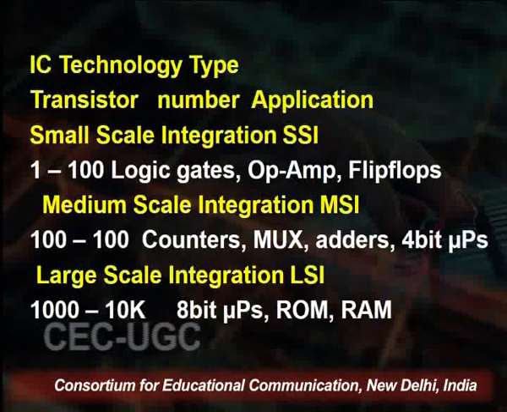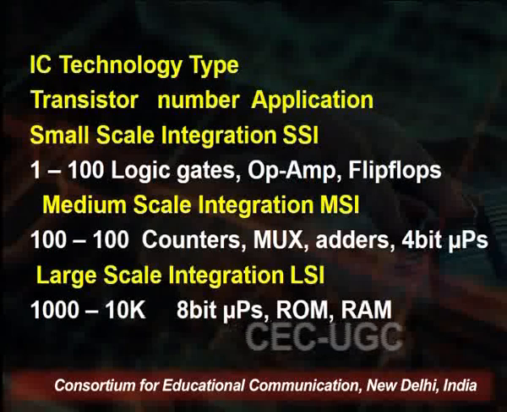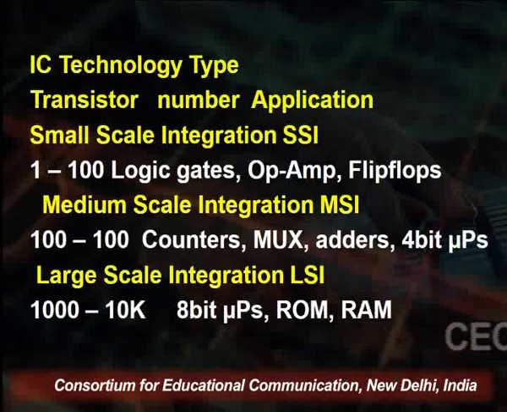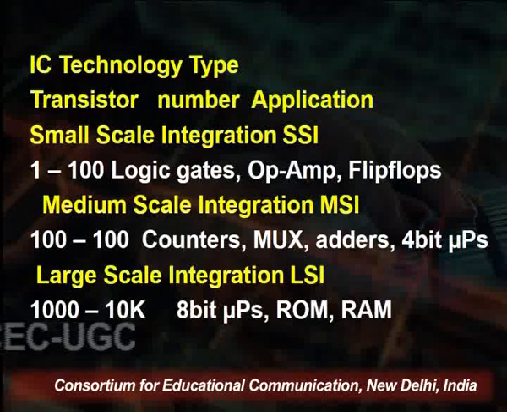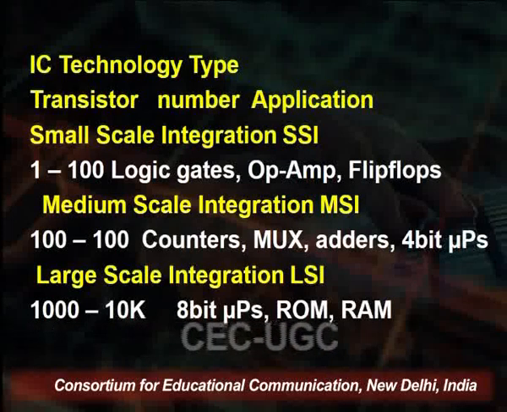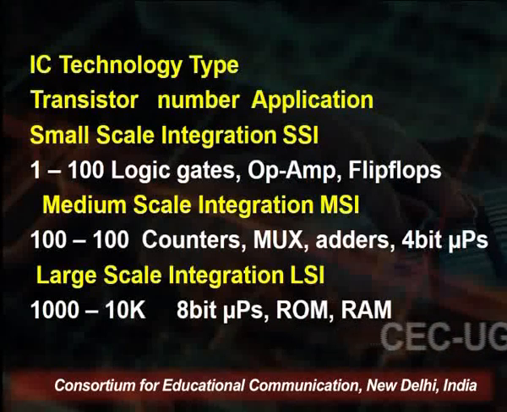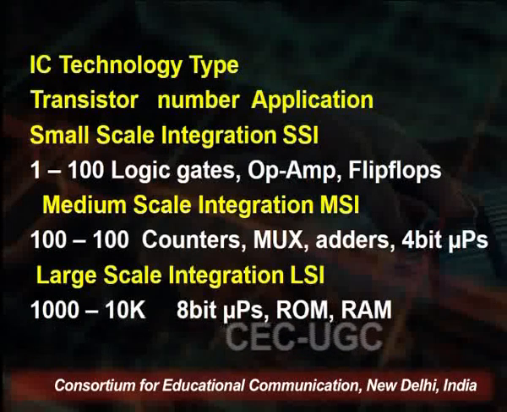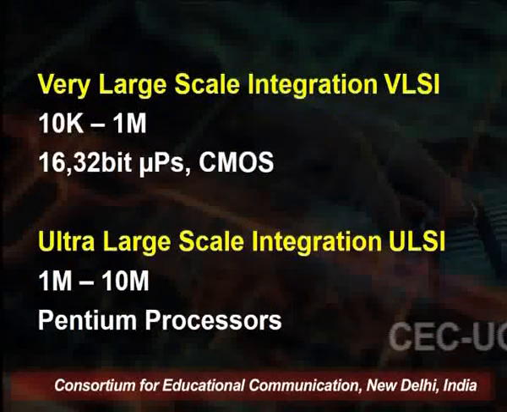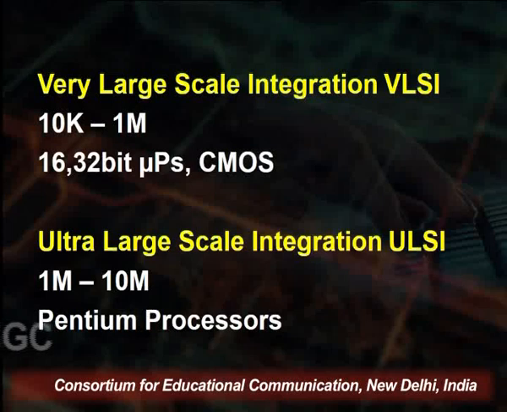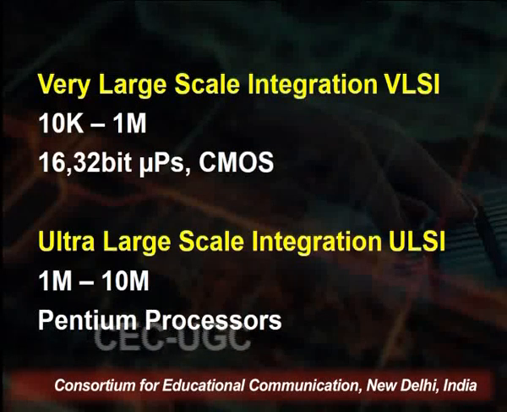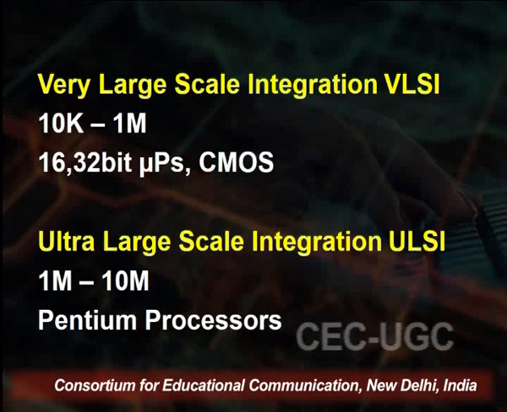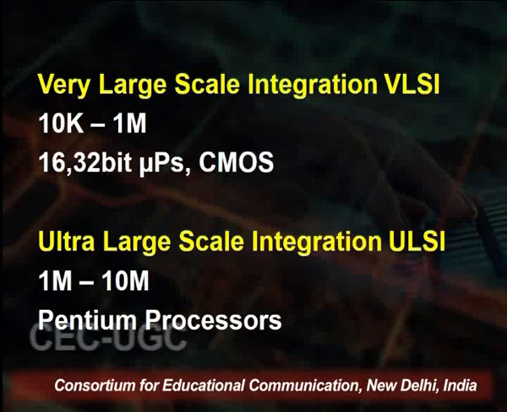Medium scale integration, MSI, where we use 100 to 1000 gates, and applications are counters, MUX, adders, 4-bit. Next is large scale integration, LSI, where we use 1000 to 10,000 gates, such as 8-bit ROM and RAM. Very large scale integration, VLSI, where we use 10K to 1 million, such as 16 and 32-bit CMOS.